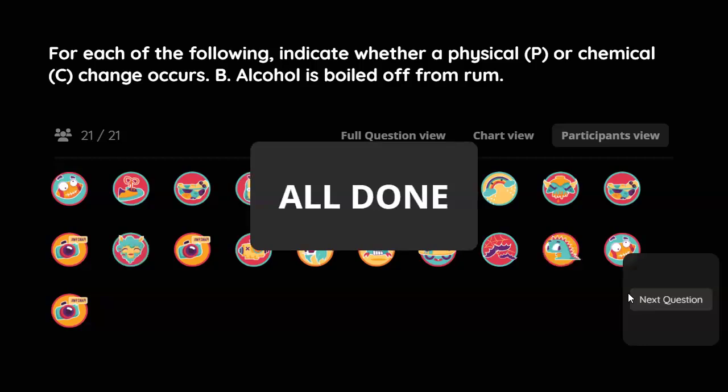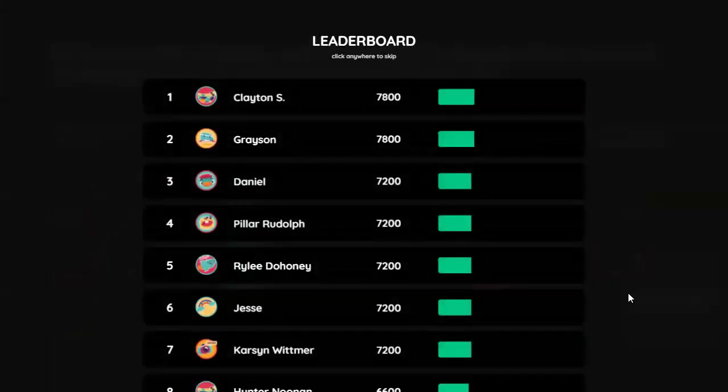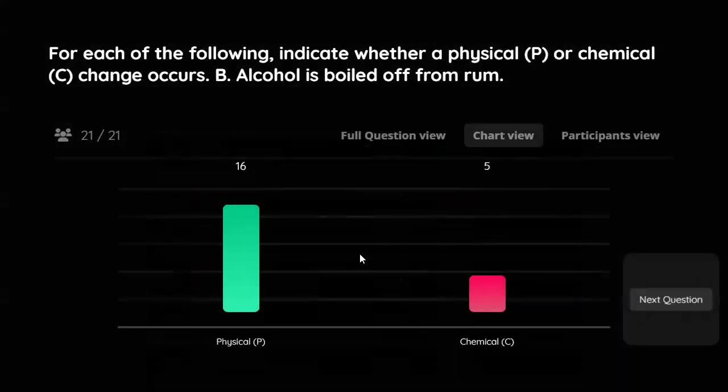Basically, same scenario. We've got a mixture of liquids this time. We're just removing one of the components of that from the others. So it's still physical.